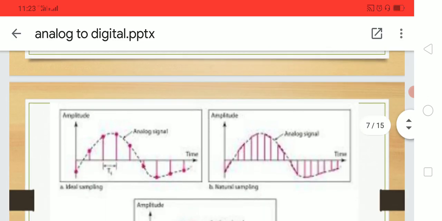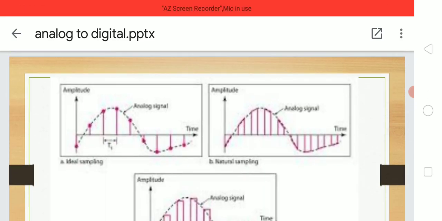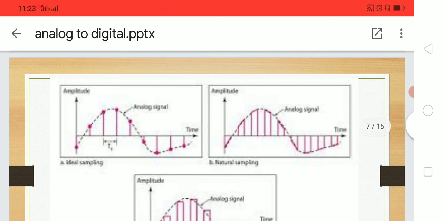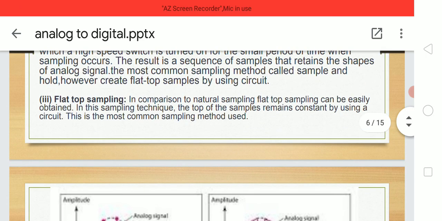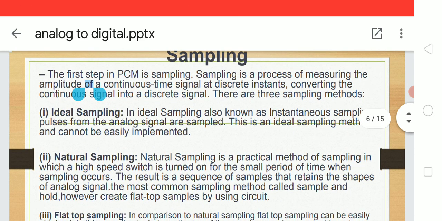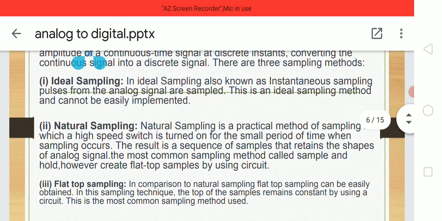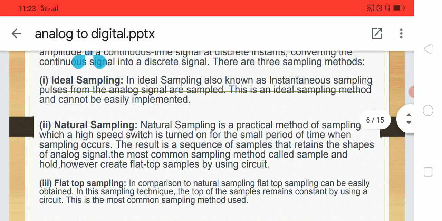Here having the structure, the dashed dot line represents the analog signal, and the red lines are the samples taken at the time duration t1. This is the sampling. This sampling process is made with 3 methods: first one, the ideal sampling, natural sampling, and flat top sampling.